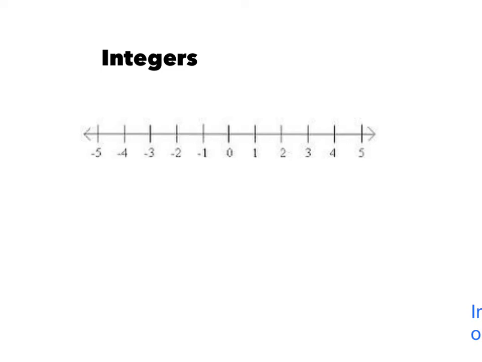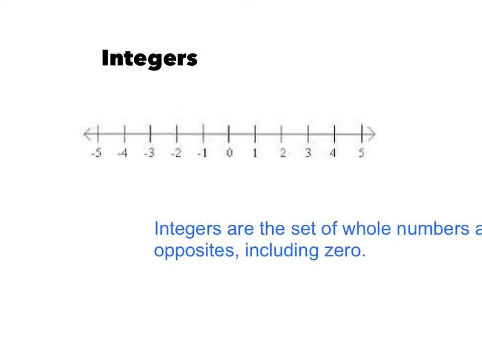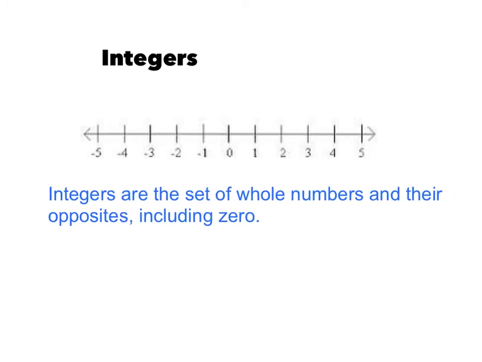Today we're going to look at integers. Integers are the set of whole numbers and their opposites, including 0. If you notice on our number line here, all of the numbers that are labeled would be considered integers. Integers do not include the numbers that fall between two numbers on the number line, which would be fractions or decimals. So integers are only whole numbers and their opposites.